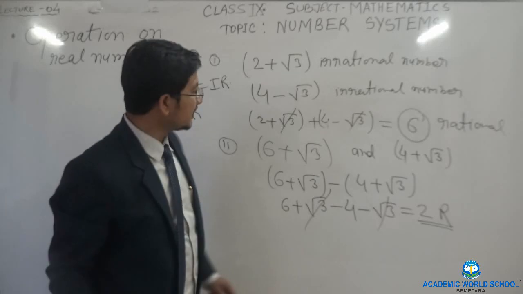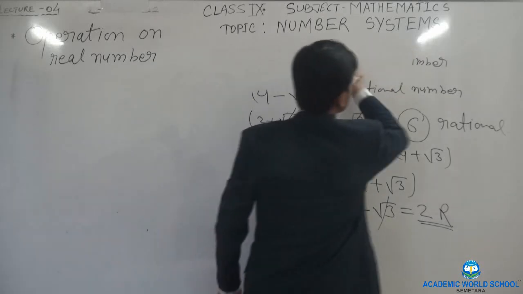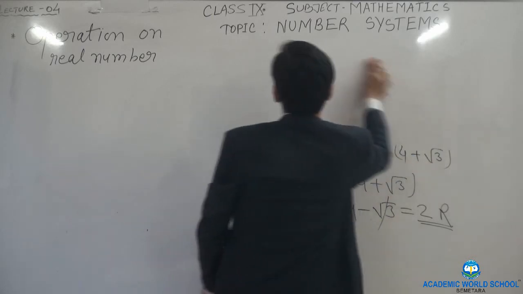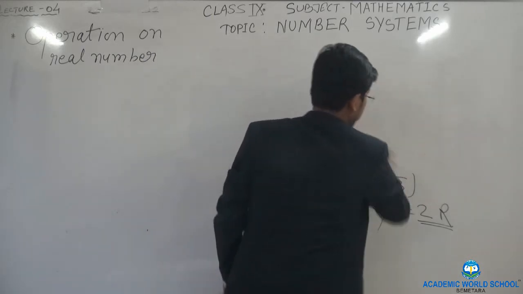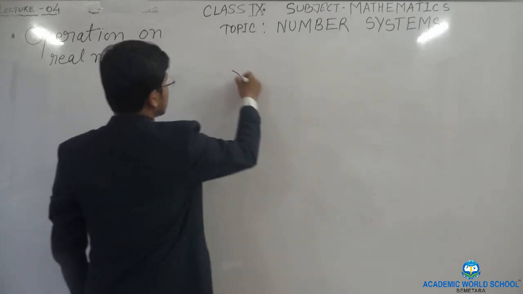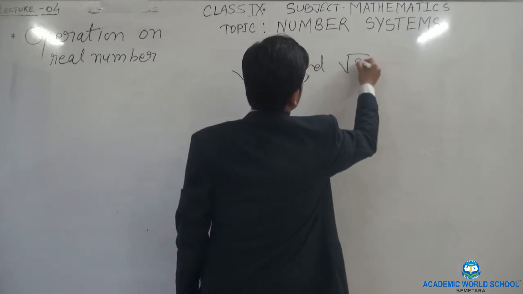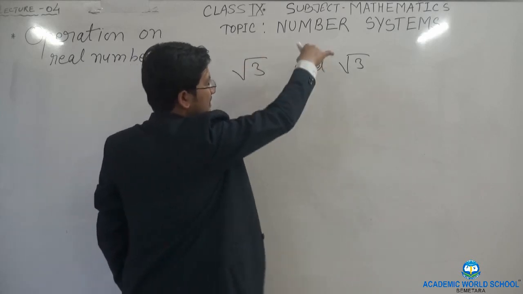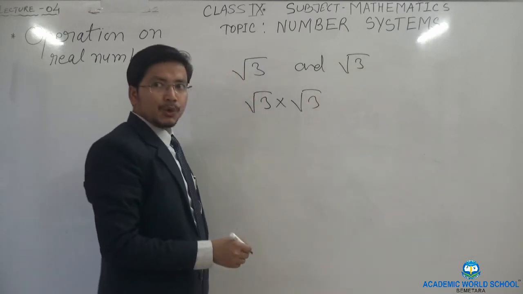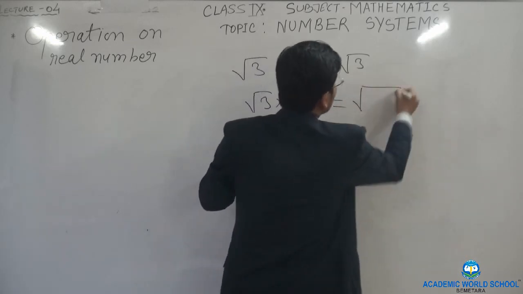Okay. Next is, if we are going to multiply or divide, the multiplication of two irrational numbers. Listen, multiplication of two irrational numbers. So we are going to multiply two irrational numbers. Let's say one number is root 3 and another number is root 3. Now we are going to multiply this. So root 3 into root 3. Whenever we are multiplying root 3 into root 3, this will be root over 3 into 3.